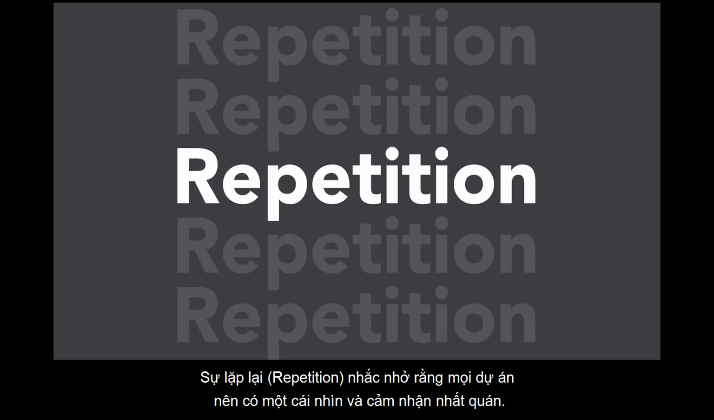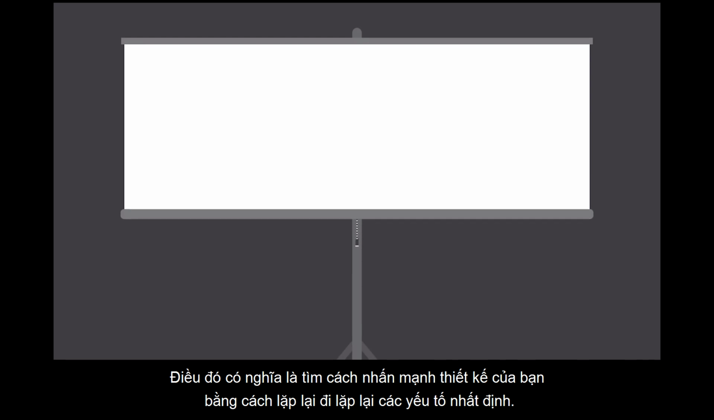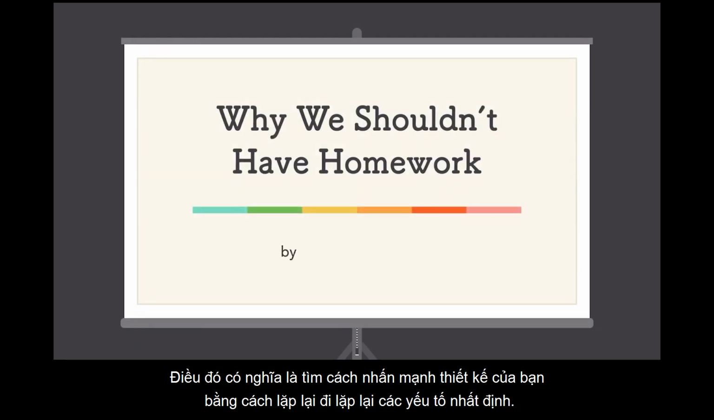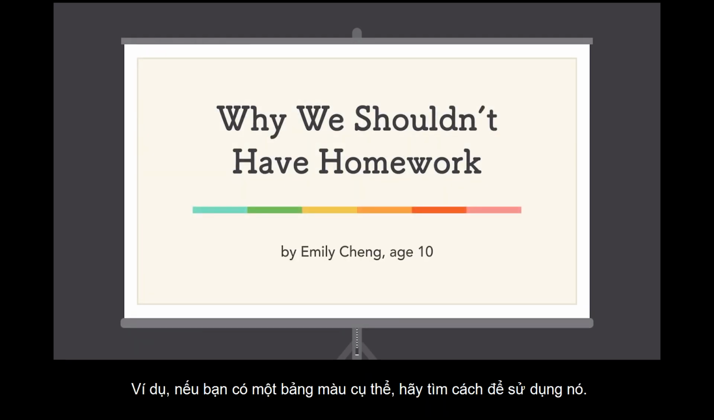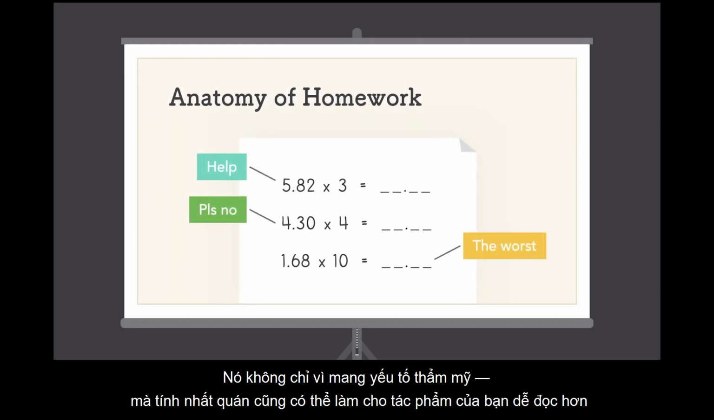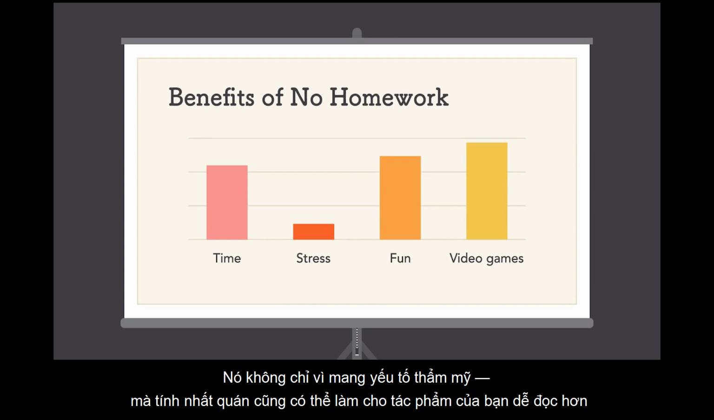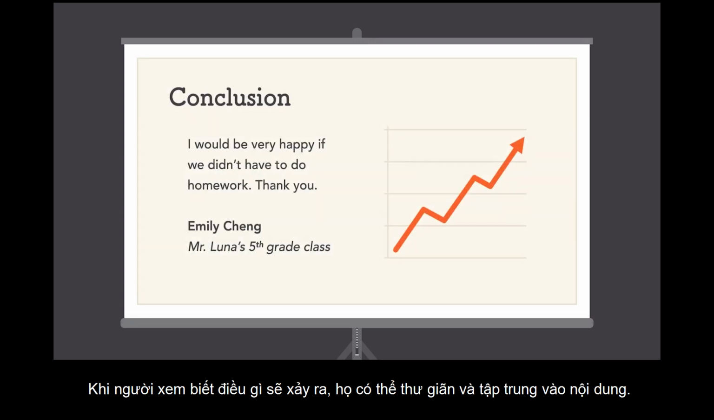Repetition is a reminder that every project should have a consistent look and feel. That means finding ways to reinforce your design by repeating or echoing certain elements. For instance, if you have a specific color palette, look for ways to carry it through. If you've chosen a special header style, use it every time. It's not just for aesthetic reasons. Being consistent can also make your work easier to read. When the viewer knows what to expect, they can relax and focus on the content.